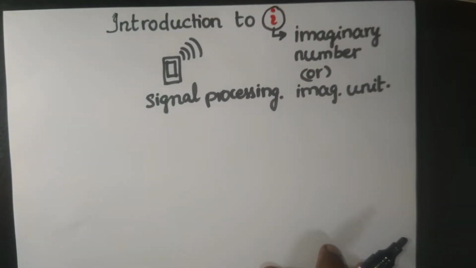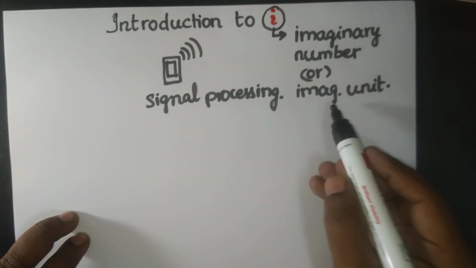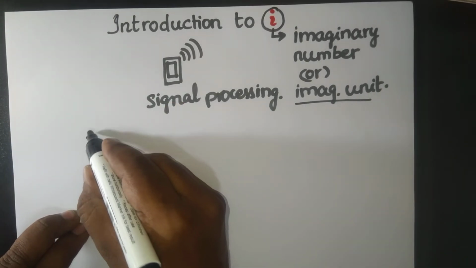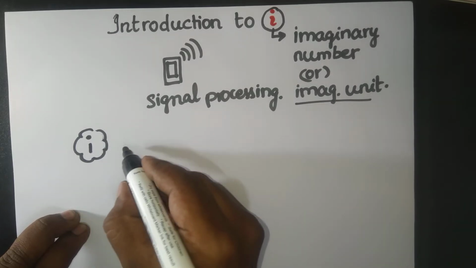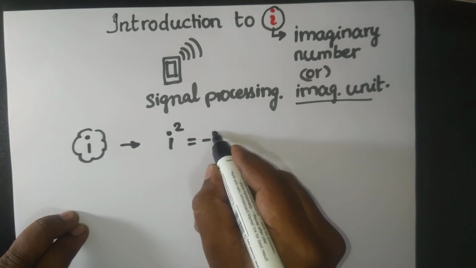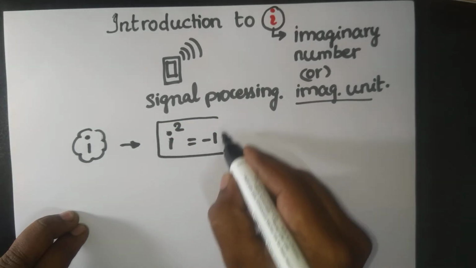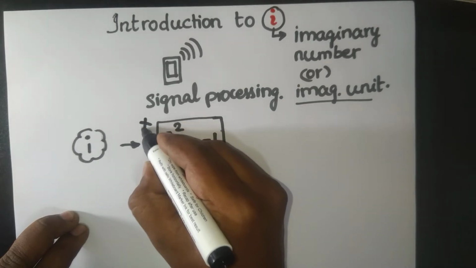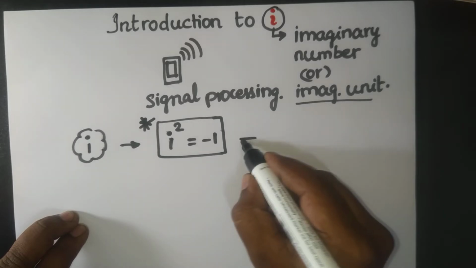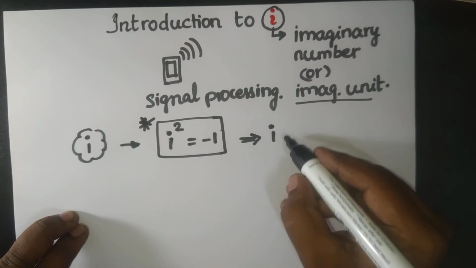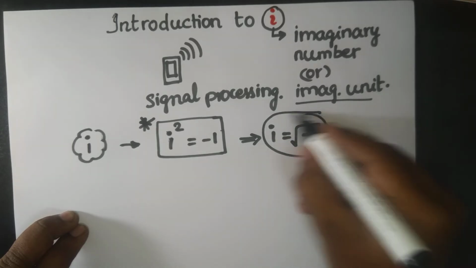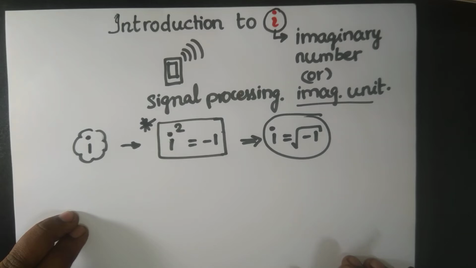Finally, this i could be called the imaginary number or imaginary unit. Now you know what i is, it is defined like this. This beautiful i is defined as the number whose square is -1, and this is remarkable. i has got a great reputation in the mathematical field. That means i is equal to the principal square root of -1.